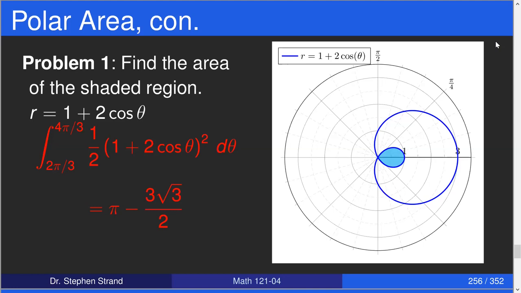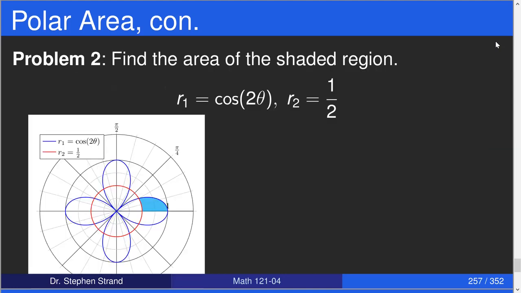All right, so let's do one more. Again, I'd like you now to pause the video and take a couple of minutes and set up the integral that will calculate the area of the shaded region in this case.